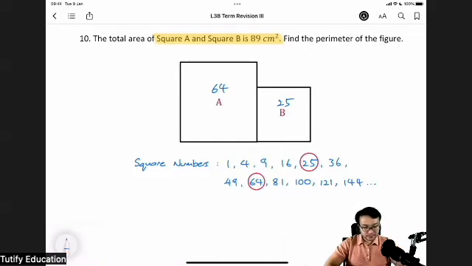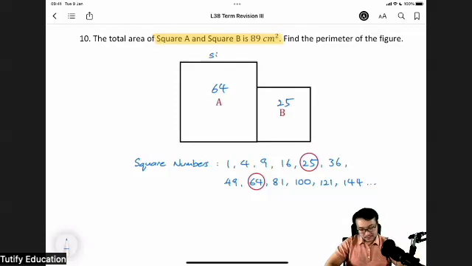64 is the area. Maximus, how do you find the area of a square? The half times base times height. That's a triangle. A square is much easier. A square is height times breadth. Side times side. Side times side.